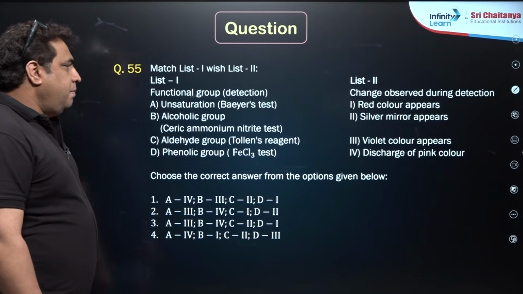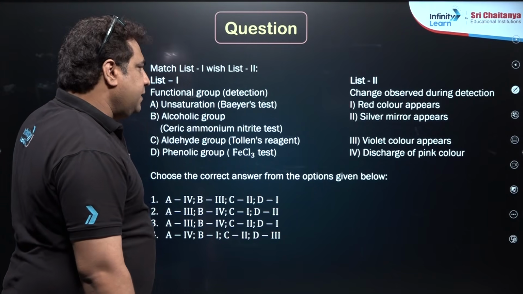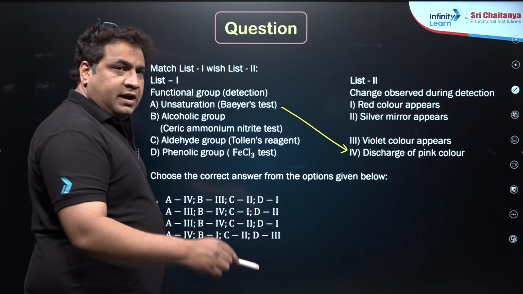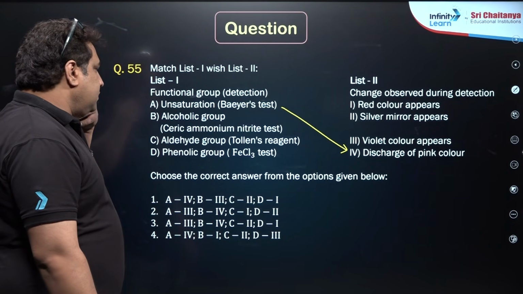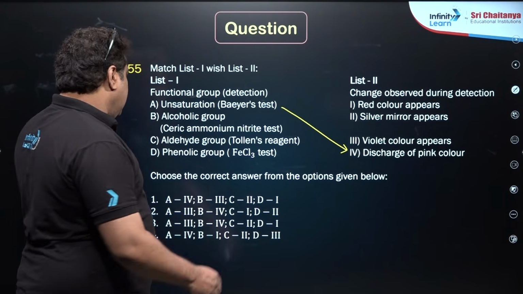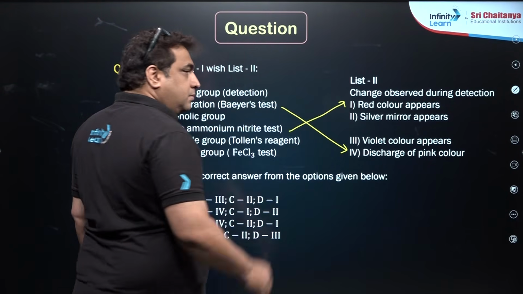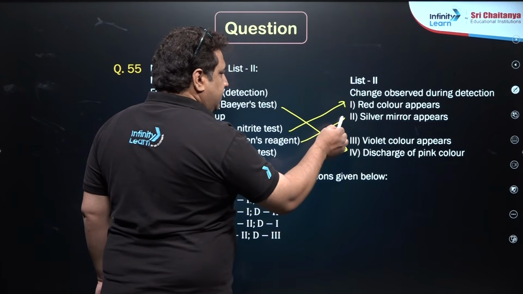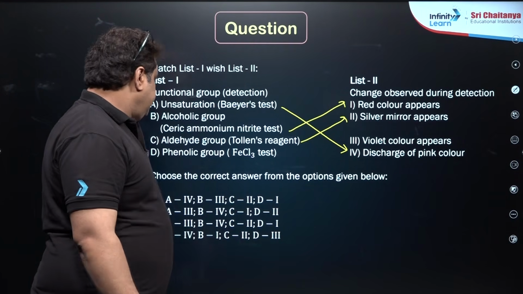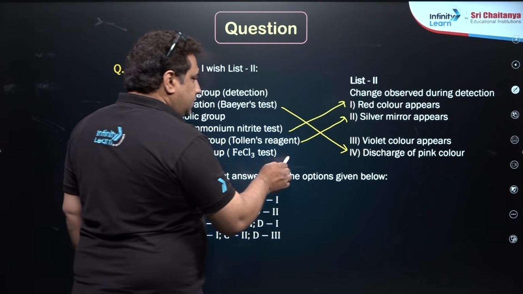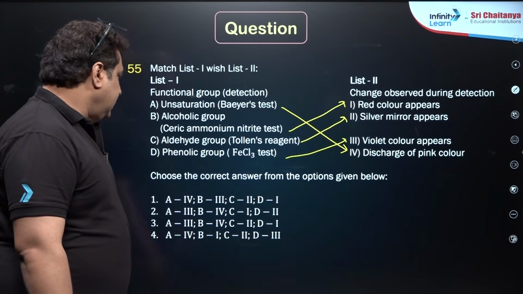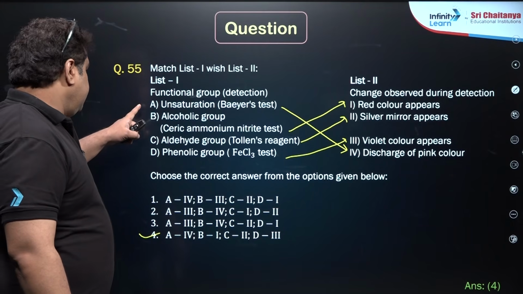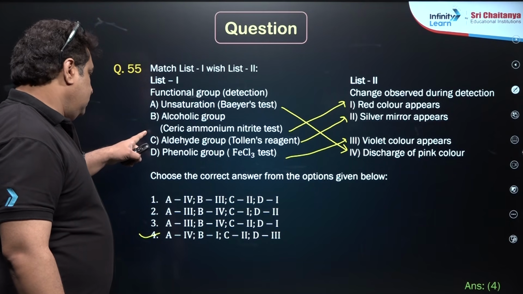Next, match the following. Bayer test. Bayer test means what? Discharge of pink color, pink color becomes colorless. Alkenes and alkynes will give this test. Alcoholic group, ceric ammonium nitrate. Red color will appear because alcohol will also become part of the cerium complex. Aldehyde group, Tollen's reagent. So obviously very famous silver mirror test, formation of Ag plus becomes Ag. And phenolic, ferric chloride test, violet color appears because Fe will form a complex with phenoxide ion. Hence the answer is option 4. A4, B1, C2, D3. Yeah.